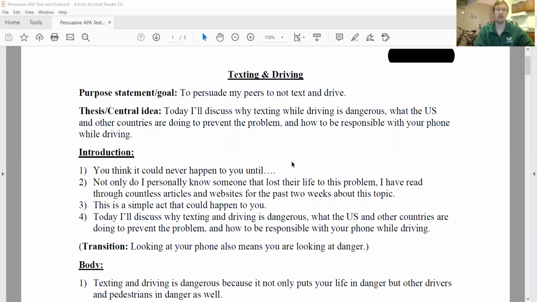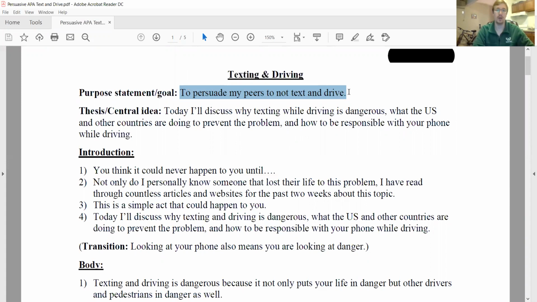So this example here is from a previous semester, and it has a lot of the same elements. The major element that's going to be different, there's a different philosophy at Wayne State as at MCC for the thesis statement. That's the major difference there, but the rest of it is set up fairly similarly. So here we have a persuasive speech, and the specific purpose here is to persuade my peers to not text and drive, direct and to the point.